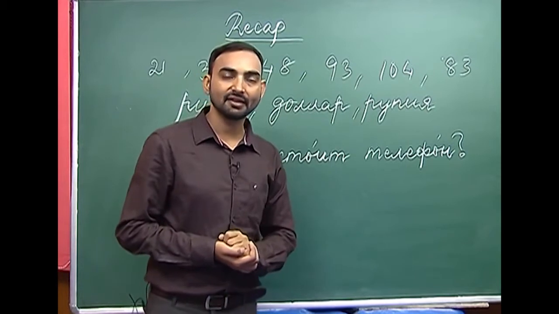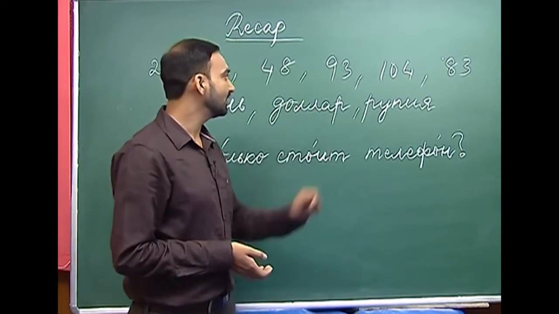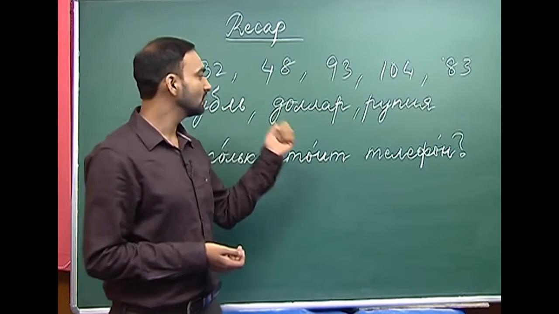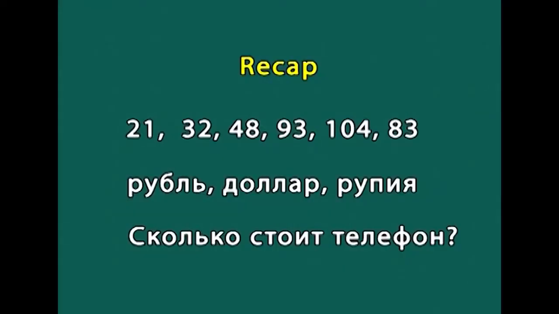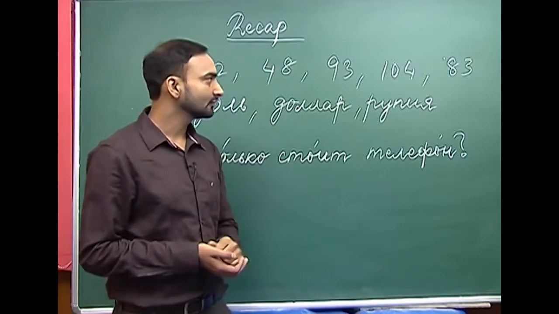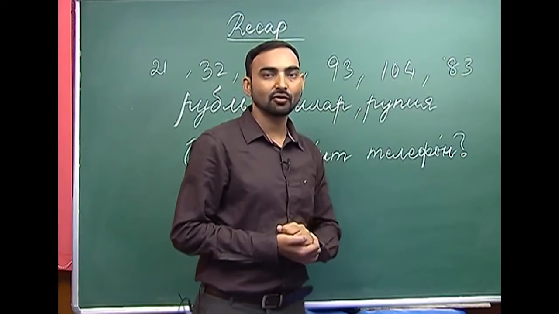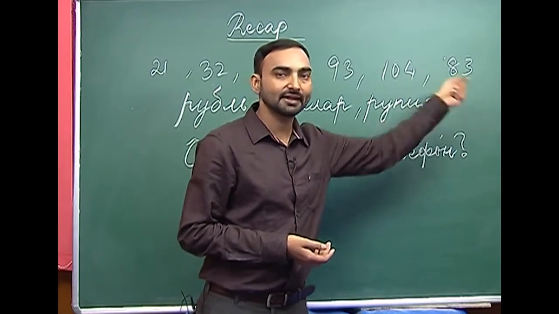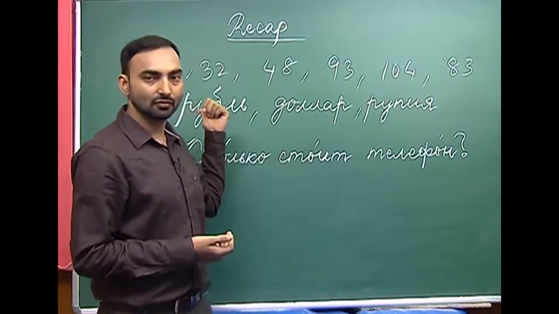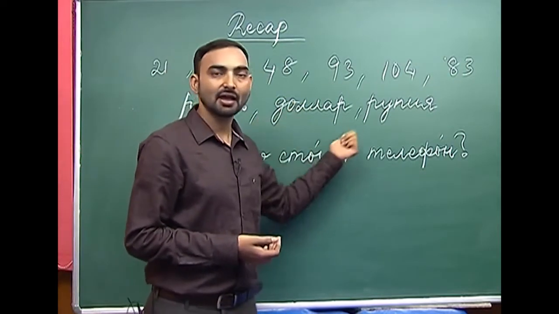93. 93 rublya, dollara and rupee with double e. 104. 100 is sto and 4 is chetyre. 104 rublya, dollara and rupee. 83. What is 83 in Russian? 83 rublya, dollara and rupee.